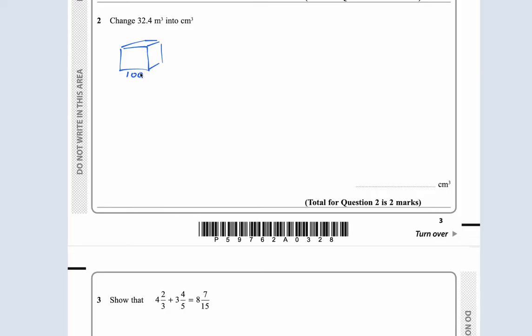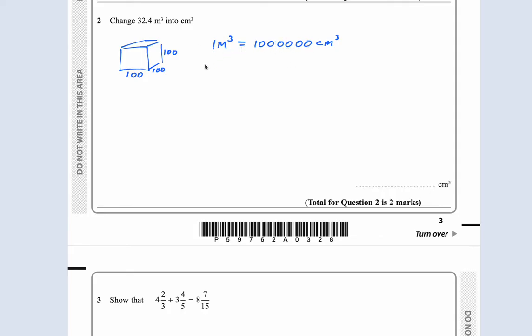100 centimeters times 100 centimeters times 100 centimeters, which means 1 meter cubed, which is this, is equal to 100 times 100 times 100, which is 1,000,000 centimeters cubed. So in 1 meter cubed, there's 1,000,000 centimeters cubed. Think about it, a meter cubed is big, a big volume. A centimeter cubed is tiny, so there you go.